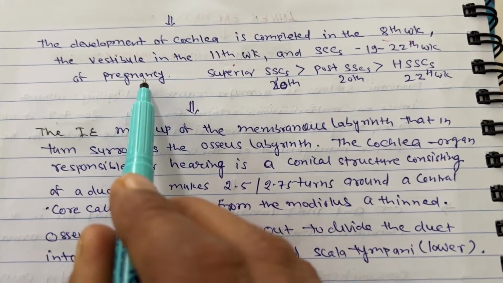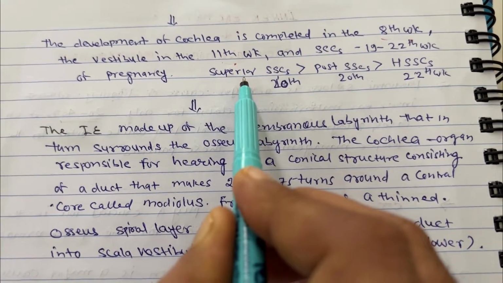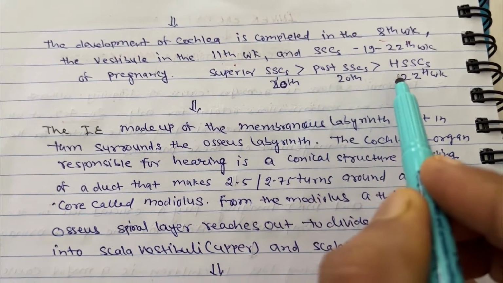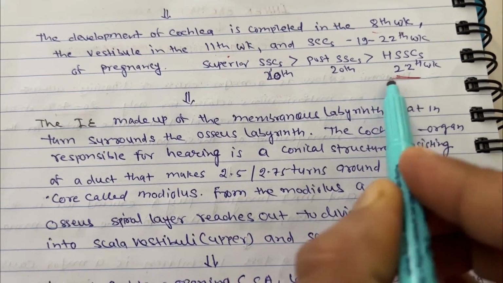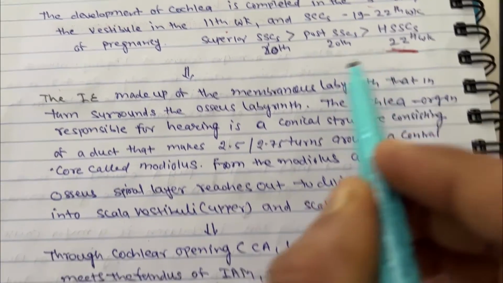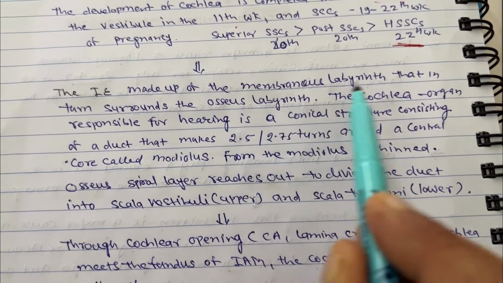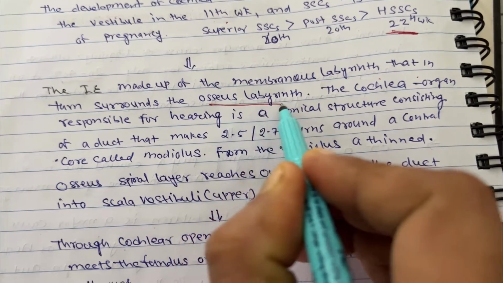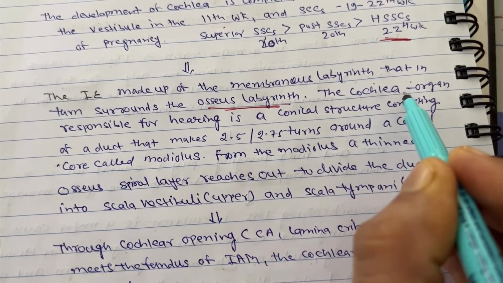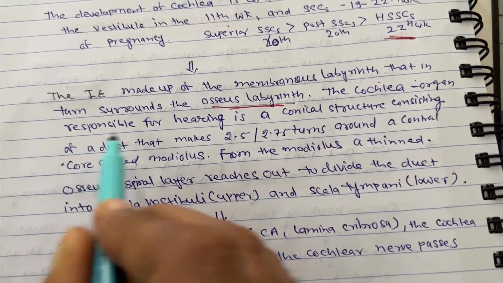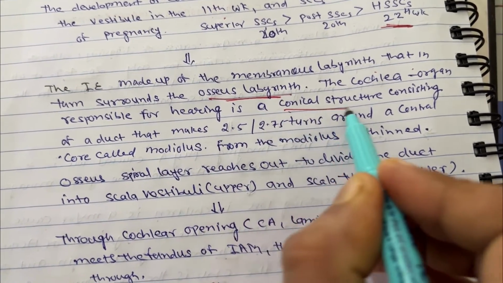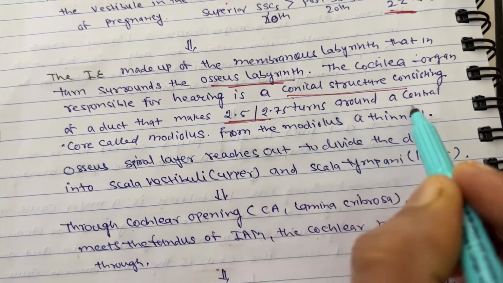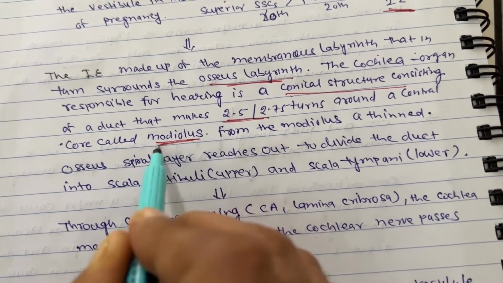The superior semicircular canal develops first, by the 20th week, then the posterior semicircular canal, and then the horizontal semicircular canal completes development by the 22nd week. The inner ear is made up of the membranous labyrinth, which in turn lies within the osseous labyrinth. The cochlea, responsible for hearing, is a conical structure consisting of a duct that makes about 2.5 turns around a central core called the modiolus. You have to remember this.